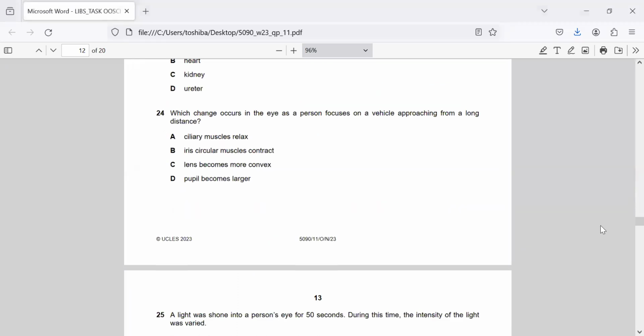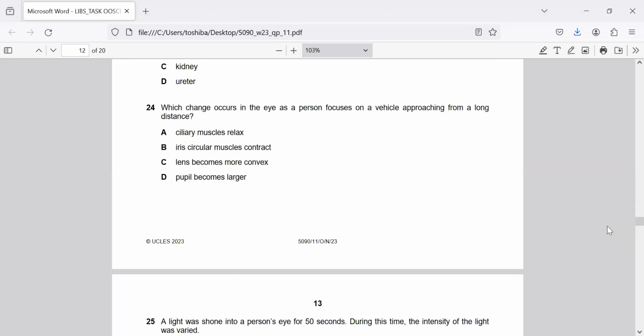Question 24 says which change occurs in eye as a person focuses on a vehicle approaching from a long distance? Let's read the options. Ciliary muscles relax, circular muscles contract, lens become more convex, and pupil become larger. No, pupil become larger in darkness. D is incorrect. The correct option is C. When a vehicle is coming from long distance, the lens become more convex to focus on.